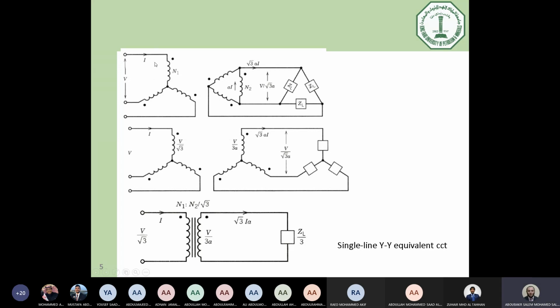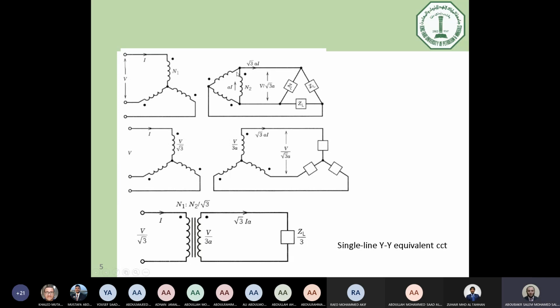Now, for the voltage here on one phase, if you have V as line-to-line voltage, so the voltage applied to the N1 coil will be V over square root of 3. So this is now the applied voltage to the single phase equivalent circuit. And what about the number of turns? If it is Y connection, the number of turns will be the same. It's N1.